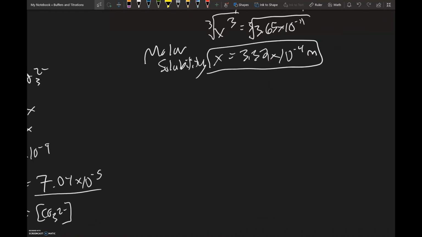So that's a couple examples on how we solve for the molar solubility of the equilibrium, using the equilibrium constant. So there are some other things that we have to pay attention to, and we have to pay attention to the common ion effect. We need to pay attention to the pH and how the pH is going to affect the equilibrium as well.